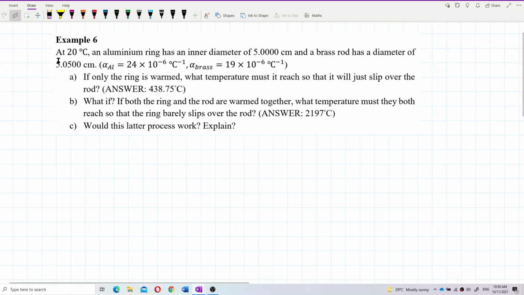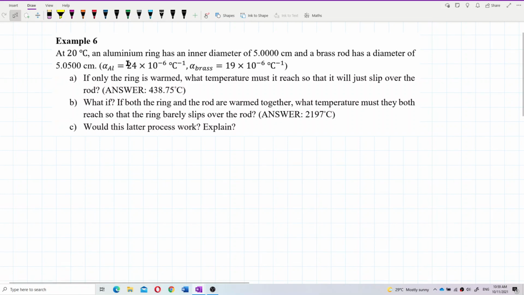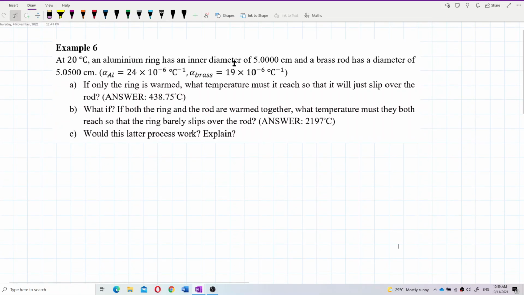Okay, at 20 degrees Celsius, an aluminum ring has an inner diameter of 5 centimeter. So you see, you have to change this to SI unit. Okay, mark it down first. Need to change this into meter, SI unit.